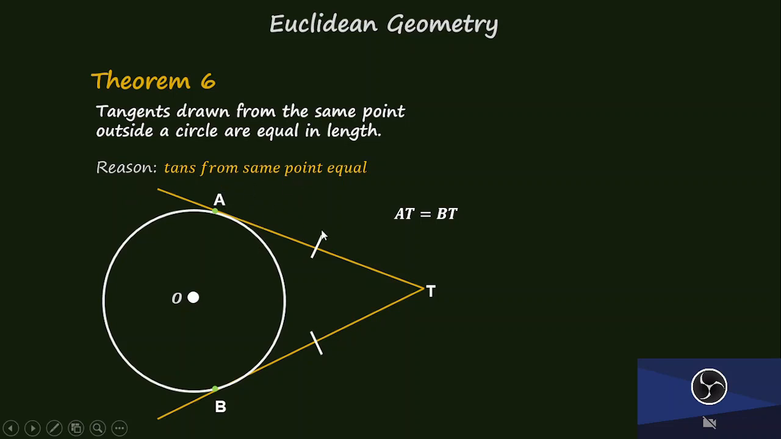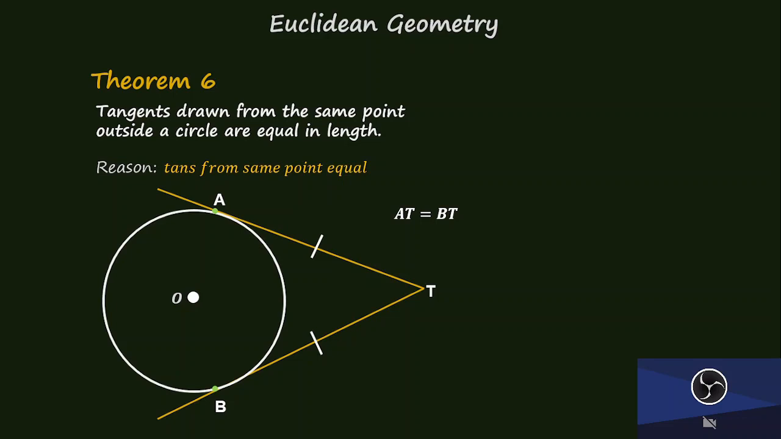So if you find that there are two tangents that were drawn from the same point outside the circle, and you want to use that knowledge, this is the reason that you must put. You must say, okay, I see that AT equals BT, and the reason is that these are tangents drawn from the same point, equal. You leave it there, right?